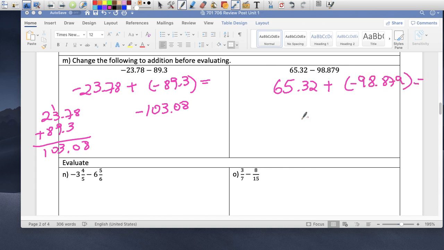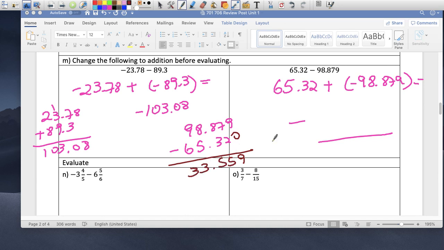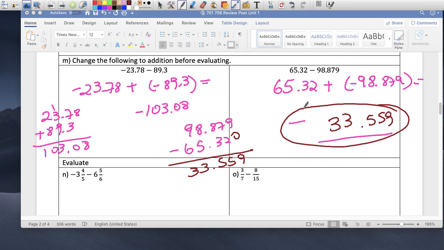Who's going to win? My negatives are going to win, so let's find what the answer is. So we're going to do 98.879 minus 65.32. I'm going to add a 0 here as a placeholder. Subtract. So the final answer is going to be 33.559, but negative. Okay.